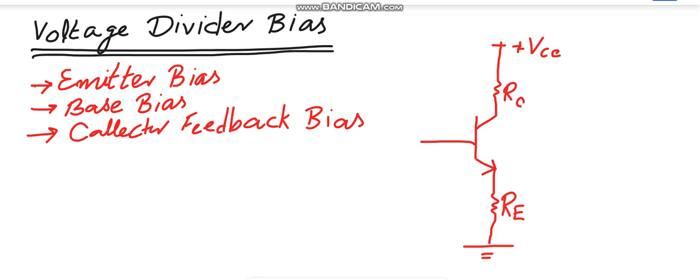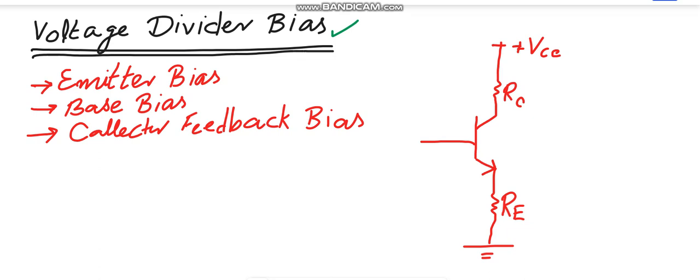The different biasing methods that are available for biasing transistors are voltage divider bias, emitter bias, base bias, and then the last one is the collector feedback bias. And we will see in the coming lectures that the voltage divider bias is the most widely used method.